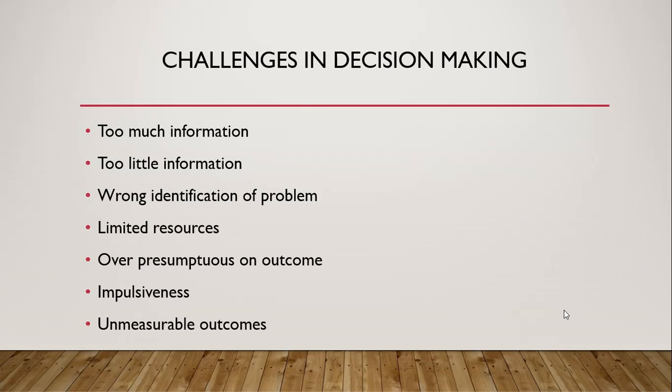Unmeasurable outcomes. Sometimes it is possible that the decision taken was correct, but we cannot measure how close we are to the optimum decision that was needed for the defined problem. Thus it becomes a hurdle in accurate decision making.